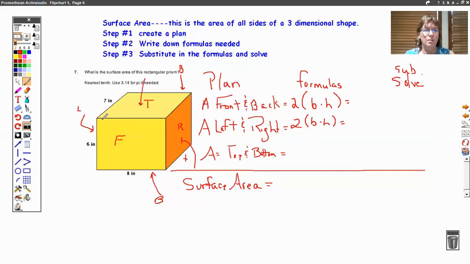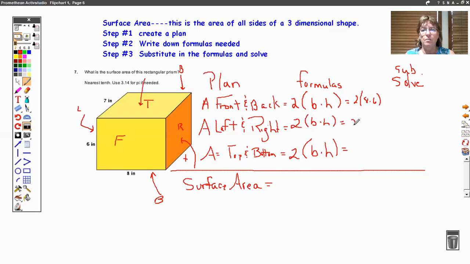And then I have the top and the bottom, right? And it's a rectangle, and they're the same. So again, I'm going to have 2 of those. So 2 times base times height, since they're rectangles. The last thing I do is I just substitute and start solving. So I'll go with the first one, front and back. So I have the front here, I have base times height, which is 8 times 6. So it's going to be 2 times 8 times 6.